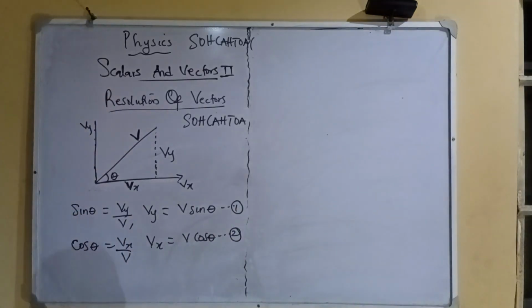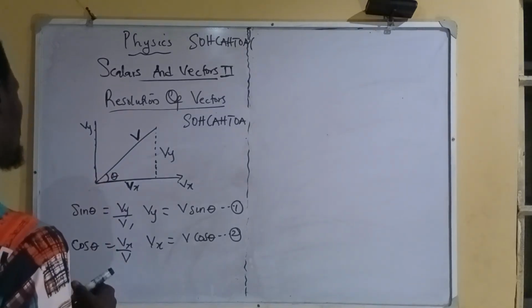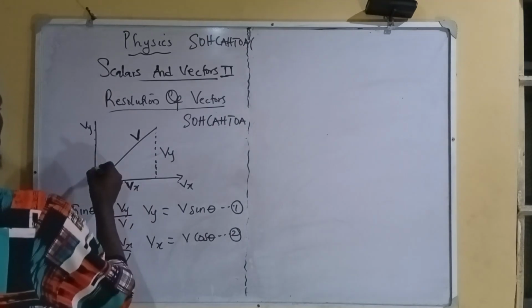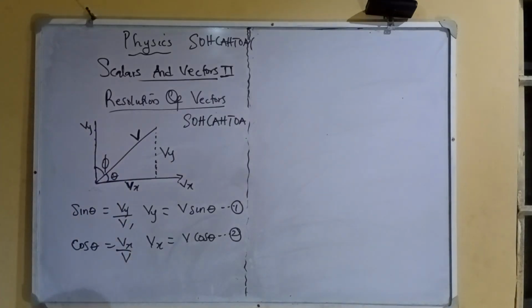And you have this as our horizontal component. All right. And also, what if the angle of inclination from the horizontal is not given? So what will you do? Maybe they give the angle of inclination from the vertical. All right.